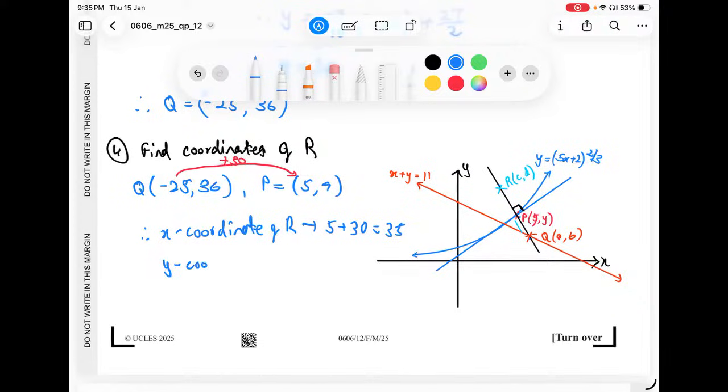Y coordinate of R is basically again you need to compare 36 and 9. So from 36 to 9, you need to minus 27. You need to do negative 27. So that same thing you do with 9. So that should make it 9 minus 27, which is going to be negative 18. So therefore, the coordinates of R is going to be 35, comma negative 18.